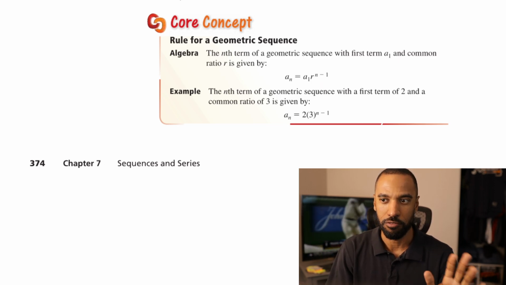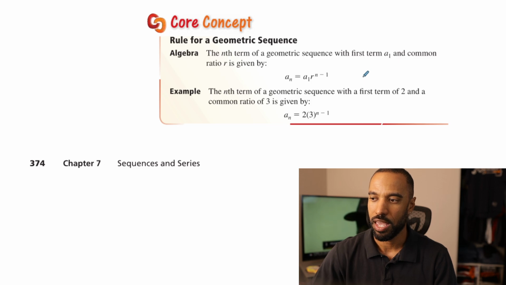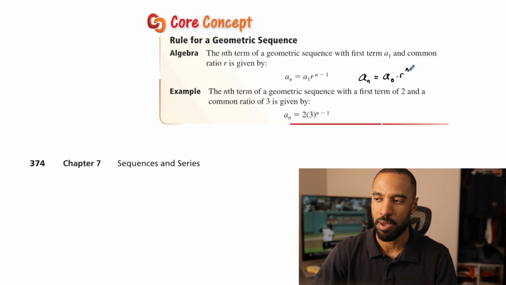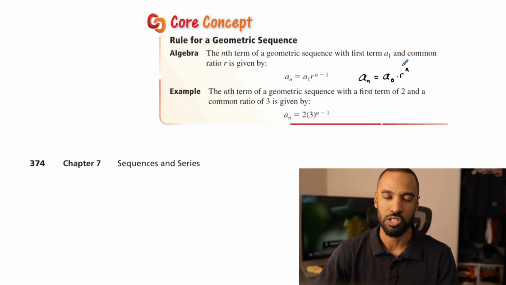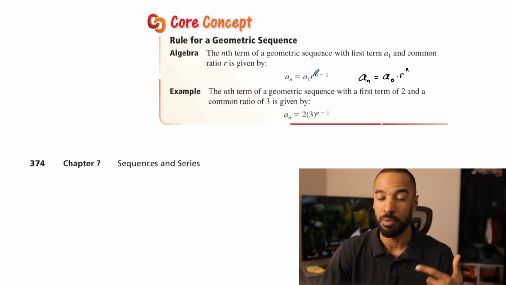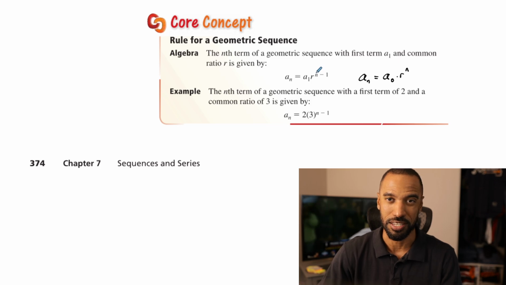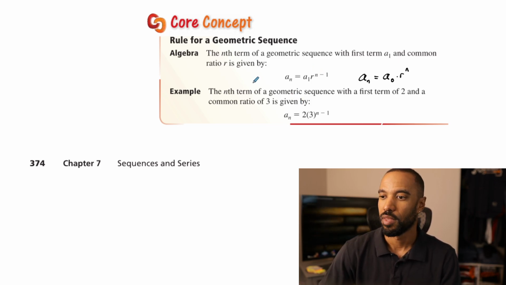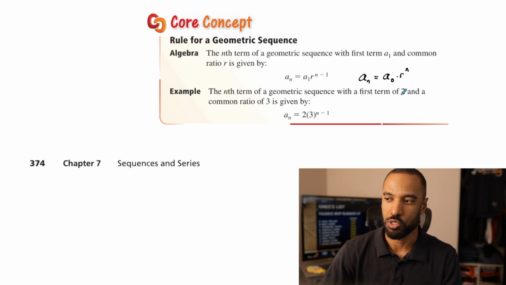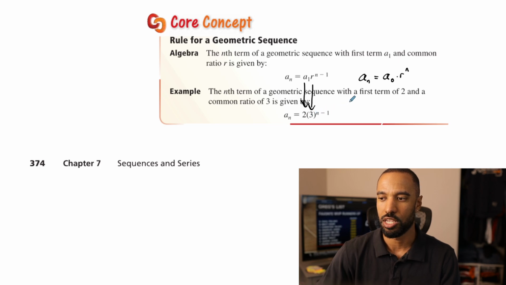If you do want to have a version of that formula, it would be a sub n equals a sub 0 times r to the nth power. Again, this is only if that 0th term makes more sense to use than the first term, and oftentimes for geometric sequences it doesn't, only because it tends to be a fraction or a decimal. So we'll see. The nth term of a geometric sequence with the first term of 2, a sub 1, and a common ratio of 3, boom, is written like that.